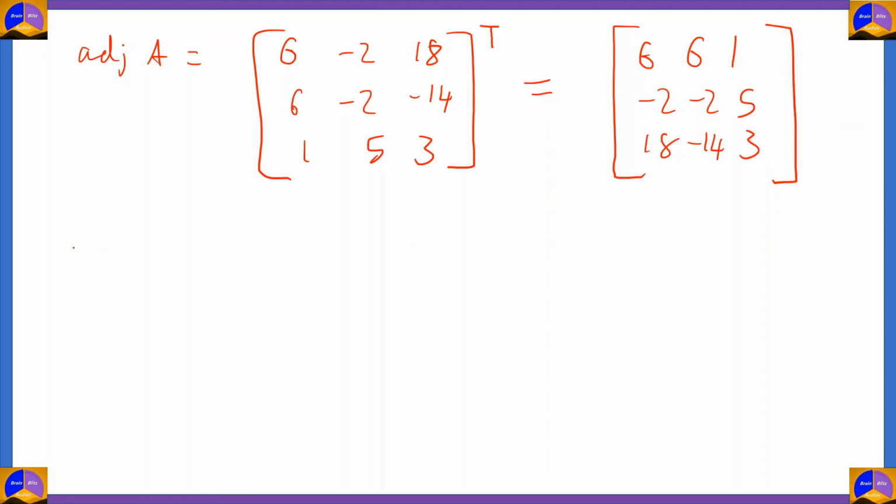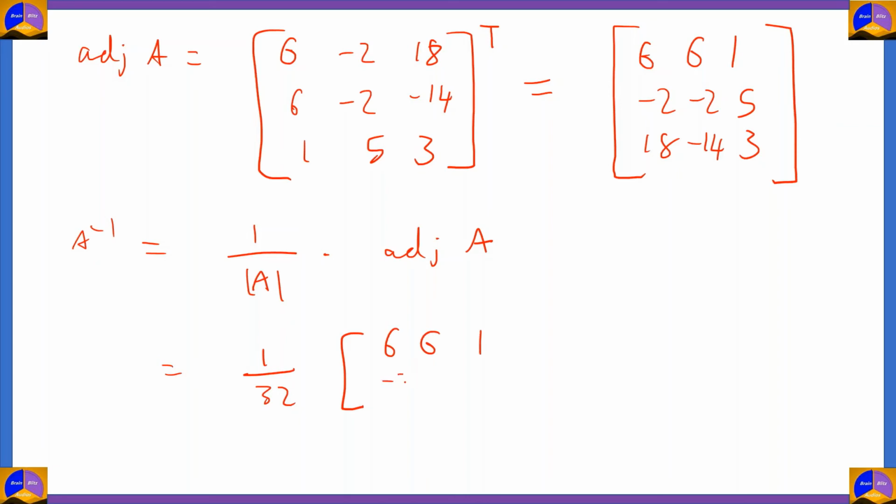Now, we were asked to find A inverse. So A inverse is equal to 1 by determinant of A times adjoint of A. 1 by 32, because 32 is the determinant of A. So 1 by 32 times 6, 6, 1, minus 2, 5, 18, minus 14, and 3. So instead of multiplying, let's keep it as it is because that makes calculations easier.